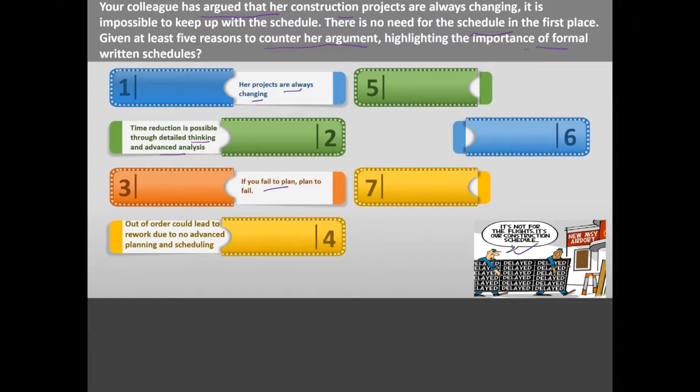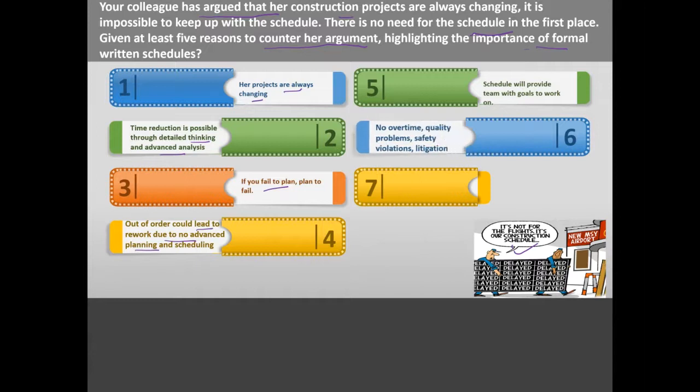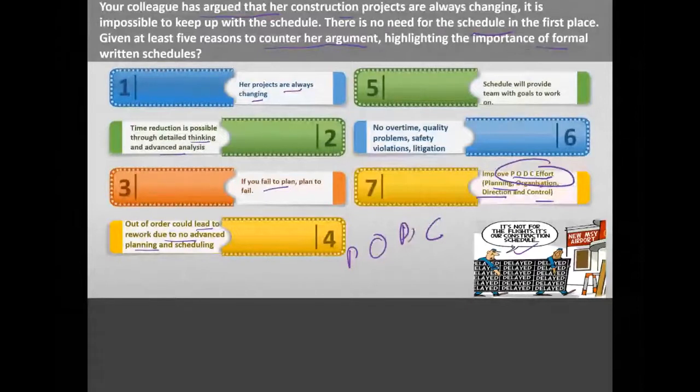And then out of order activities could lead to rework due to lack of advanced planning and scheduling between different subcontractors who are involved. Schedule will provide the team with goals to work on. No overtime, quality problems, safety violations, litigation. So if the plan fails, it has got a knock-on effect and improve your PODC effort. So it is said that this acronym should be remembered, which indicates planning, organization, direction, and control. And if this project is failing, it is important that there is a strategic level overview of how planning, organization, direction, and control is being managed to put the project back on track.